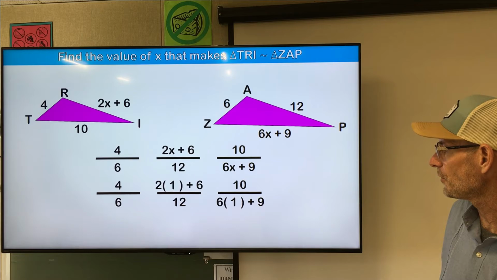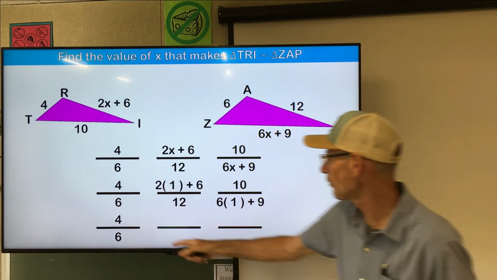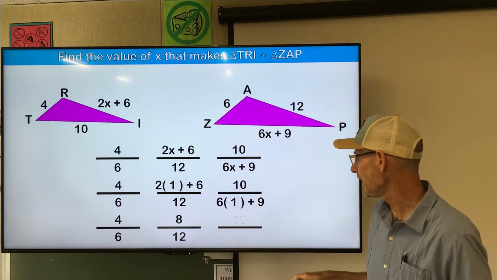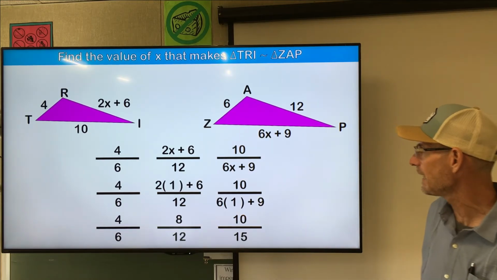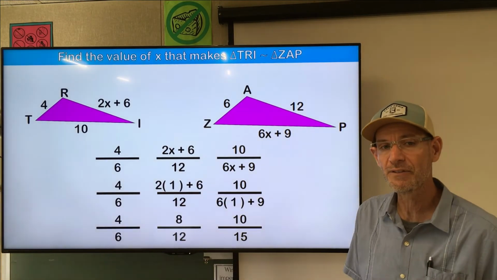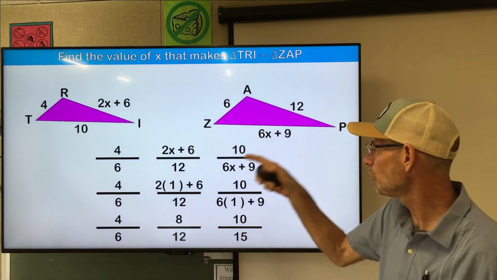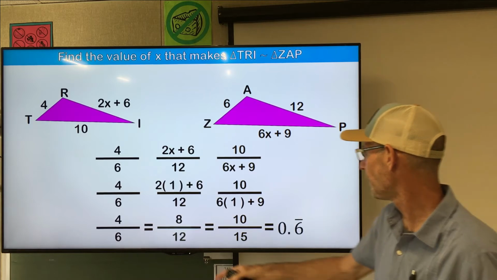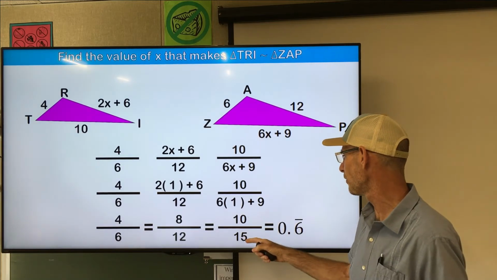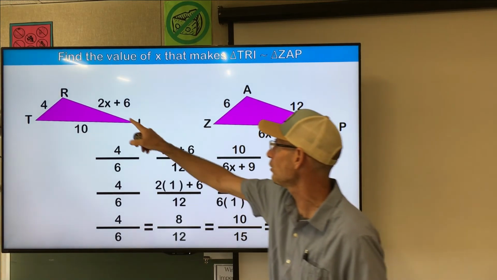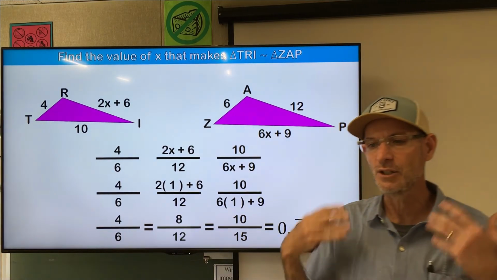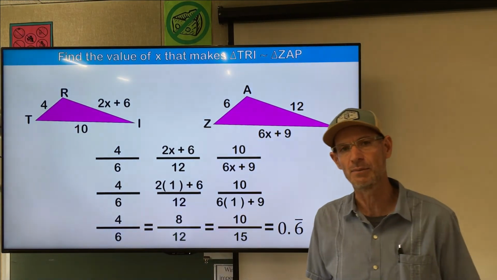So now as I simplify those, I'll have 4 over 6, and then 2 plus 6 is 8 over 12, and then 10 over 6 plus 9, which is 15. And if 1 really is the number that makes all of these ratios equivalent, then the two triangles will be similar. So when I divide 4 over 6, it comes out to 0.6 repeating. 8 over 12 is 0.6 repeating. And 10 over 15 is 0.6 repeating. So when the value of x is 1, all of these ratios are the same. That means when the value of x is 1, we have two similar triangles.